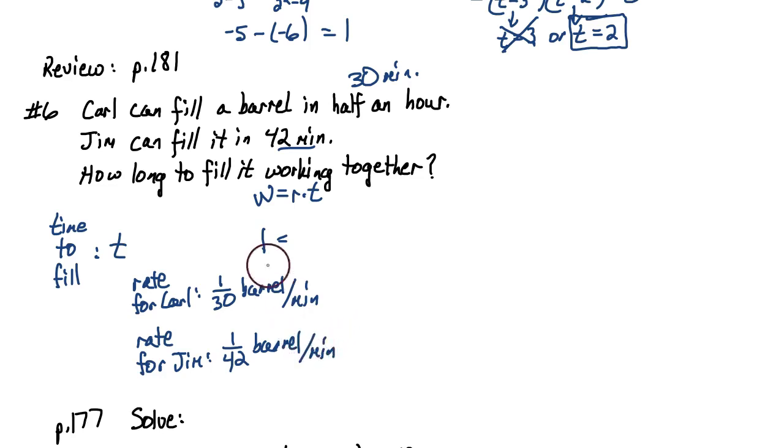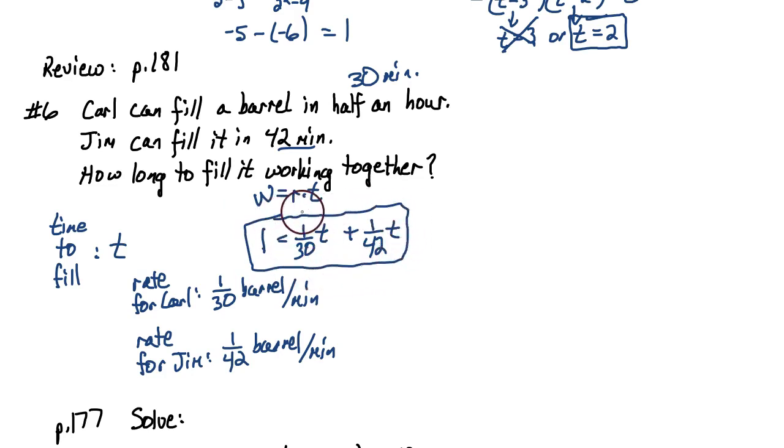Now that we know their rates, let's go back to where we were using the formula. Carl's rate is 1/30th times the time that he's filling the apple barrel. Now add on Jim's rate because he's also doing some of the work of filling the barrel. His rate is 1/42 times the time that he's filling apples into the barrel. Here is our equation that models the problem. Now it's just a matter of solving that equation.